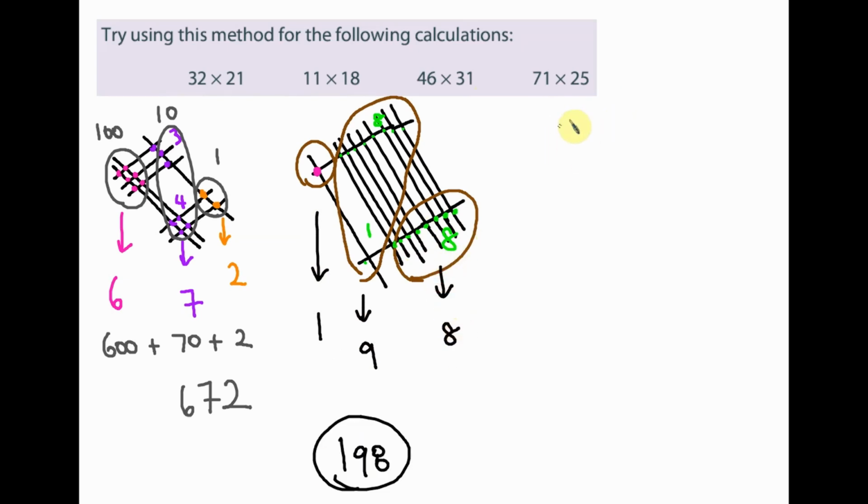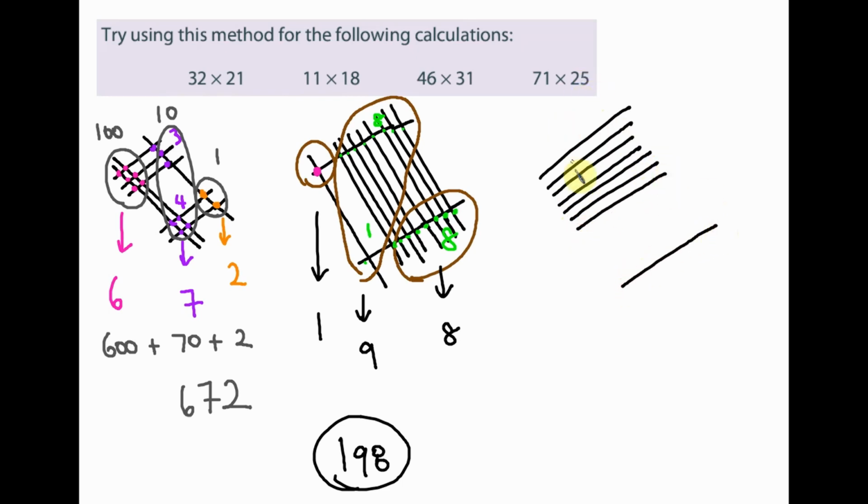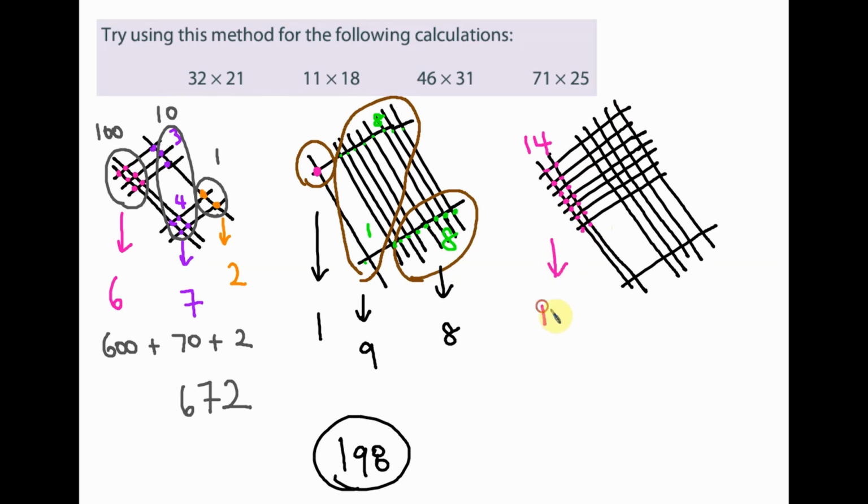So if I draw this 7 times first, so 1, 2, 3, 4, 5, 6, 7, and then you have to draw 25. So 25 like this. Now you're just gonna count. Your hundreds digit is 1, 2, 3, 4, 5, 6, 7, 8, 9, 10, 11, 12, 13, 14. There's 14 right here. That's 1400.